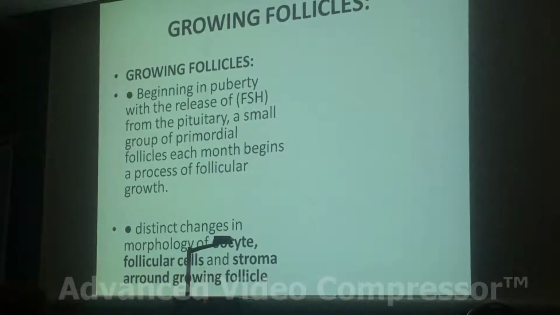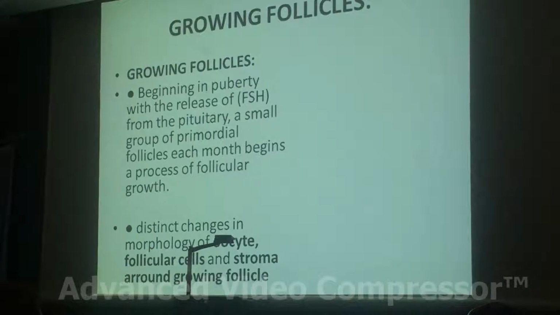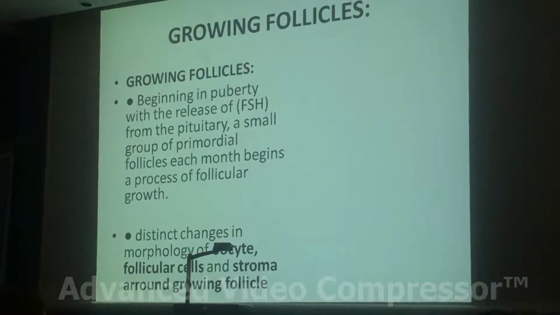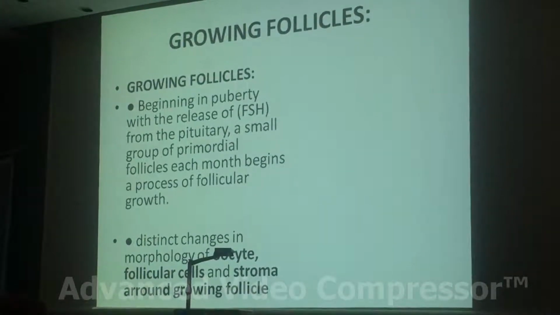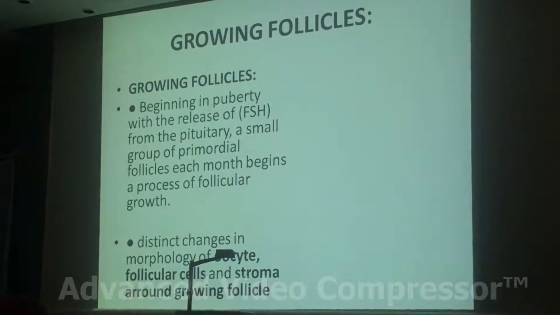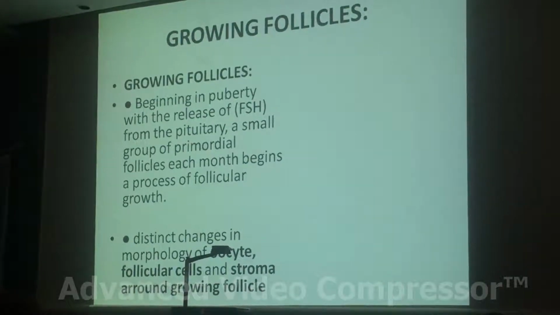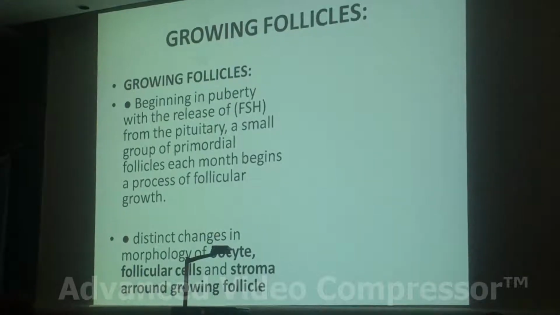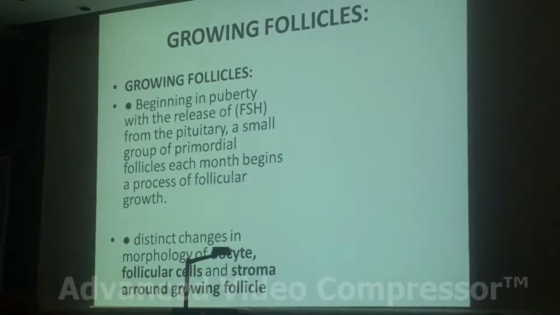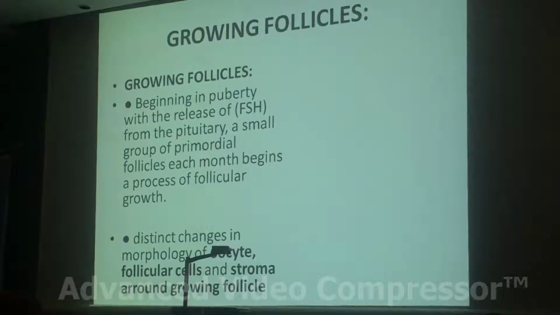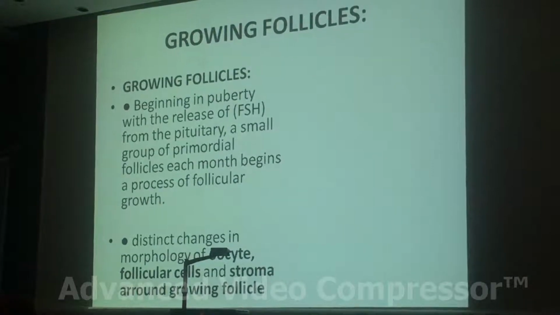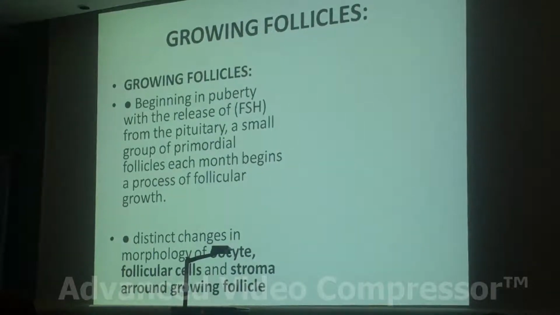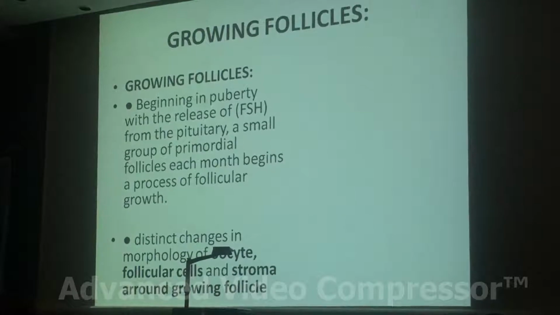Each month, under the effect of the pituitary hormone, mainly FSH, follicle-stimulating hormone, as the name indicates, a group of these follicles, a group of the 40,000, around 15 to 20 follicles, will be selected. And then they will undergo successive stages of growth during this month. From these 15 to 20 follicles, only one of them, the most prominent one, will undergo ovulation.